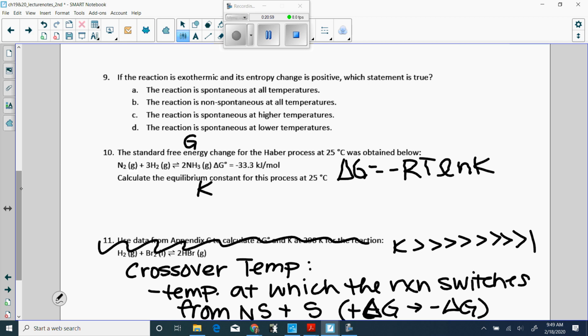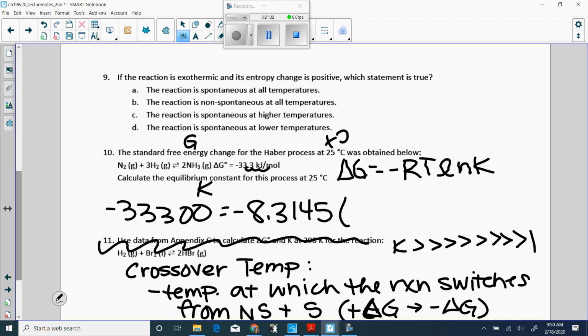I have my delta G. Fancy R is in joules, so that means my delta G has to be in joules. That's a scoochie forward 3. 1, 2, 3. Negative 33,000. I know that because fancy R is in joules, and I know that because I have an equation sheet and I'm double checking. Equals negative R, 8.3145, times my temperature, 298, the natural log of K.